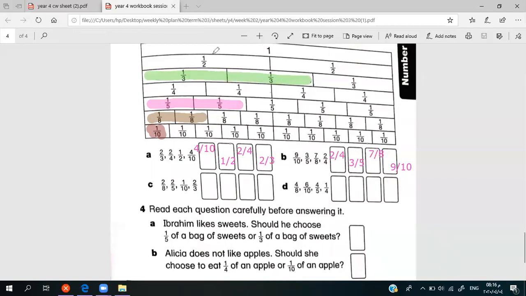Now, from the smallest to the biggest, which is definitely 1 from the 10, and then 2/8, and then 2/5, and then 2/3. Now please pause me and try to do number D, and come back to see how we're gonna do it.